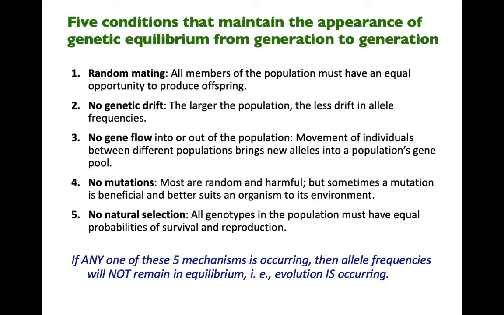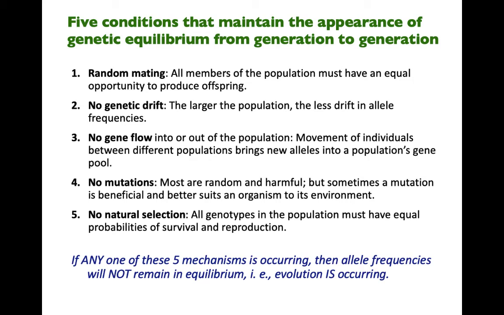5 conditions maintain the appearance of genetic equilibrium, Hardy-Weinberg equilibrium, from generation to generation. Again, in the absence of these forces, allele frequencies don't change. But that's an ideal state. These forces are always at work. Random mating. Random mating occurs when members of a population have an equal opportunity to produce offspring. Now, for instance, most creatures we're aware of, mating is not random. People are very selective with respect to whom they interbreed with. So too are animals.